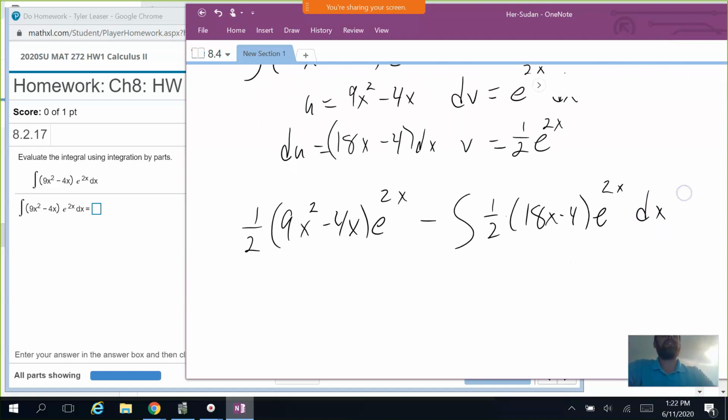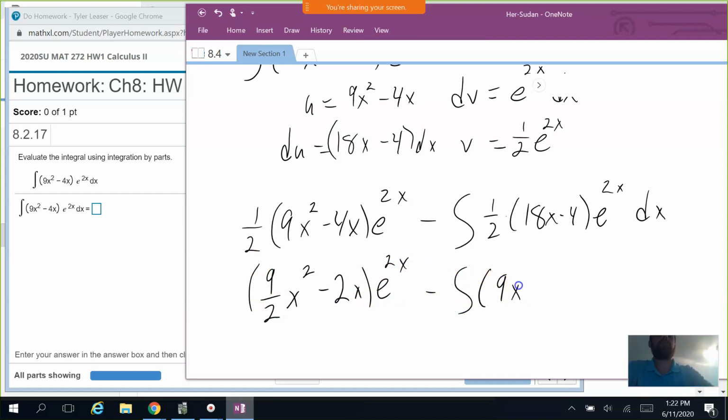Okay, so we can simplify some of the stuff down. I'll go ahead and distribute the 1/2 out of everything. Okay, so this stuff out in front, we're just going to leave that alone. Nothing that we can do there. But now we have another integral that we need to solve. So the integral of 9x minus 2, e to the 2x, dx.